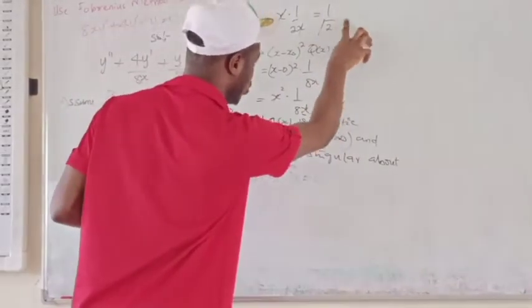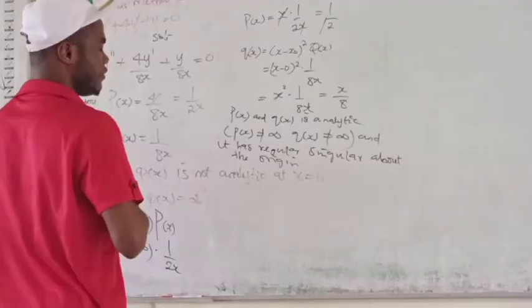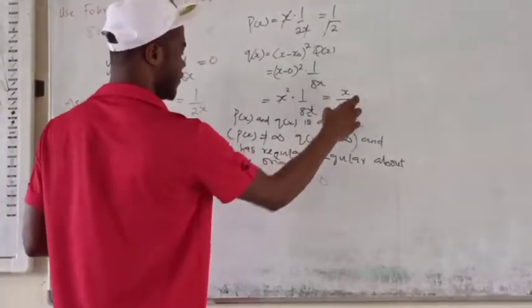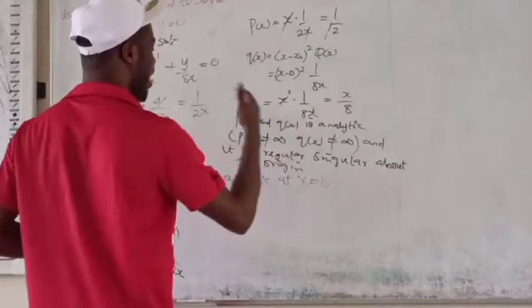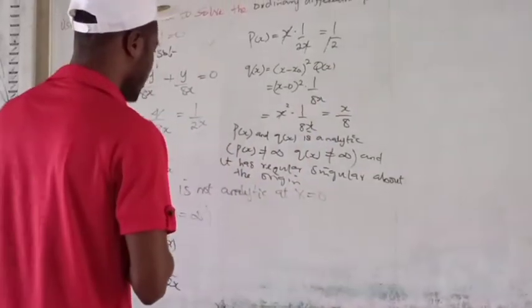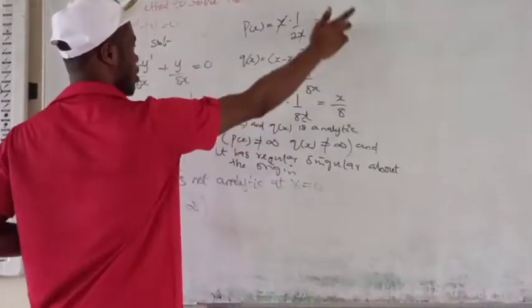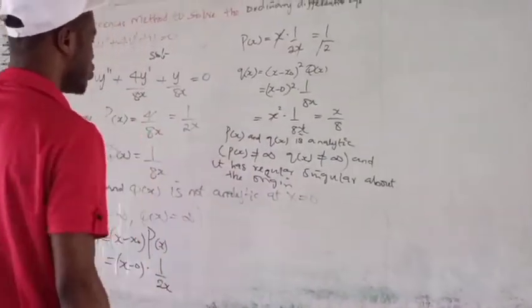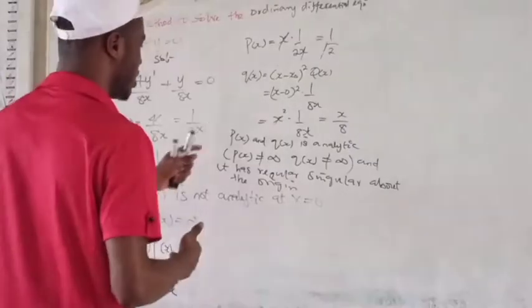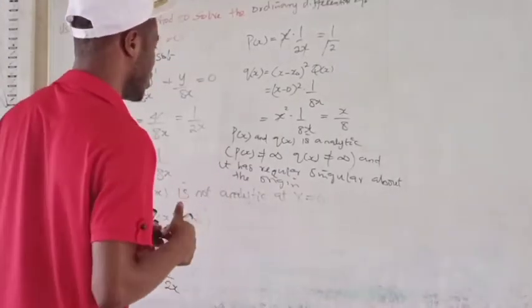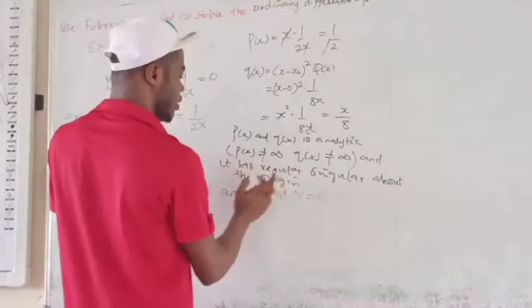But since there's no x on the denominator, I will not have infinity. And of course, in this equation as well, I can't have infinity here. So when you have a particular solution, an answer that is not equal to infinity, it is a regular point, a regular singular point. But if it is equal to infinity, it's an irregular singular point. And it's about the origin.